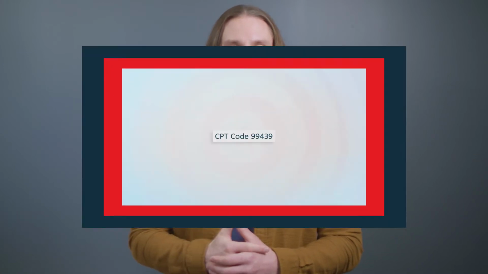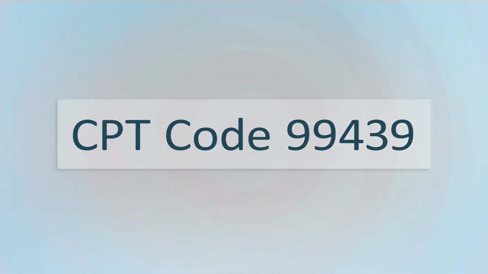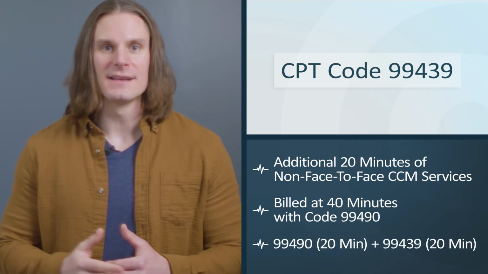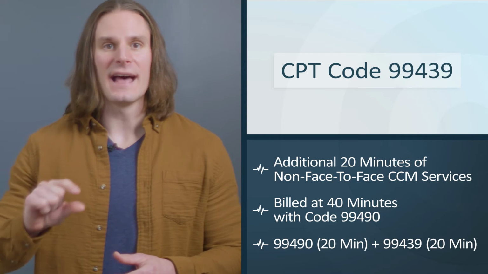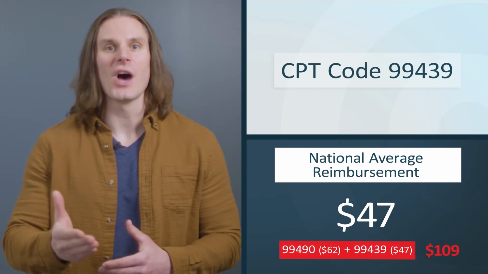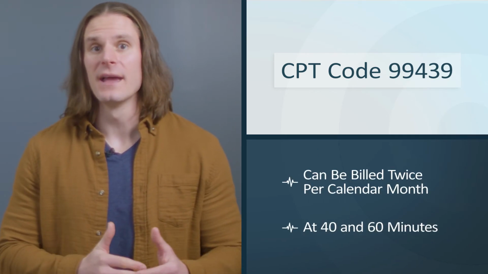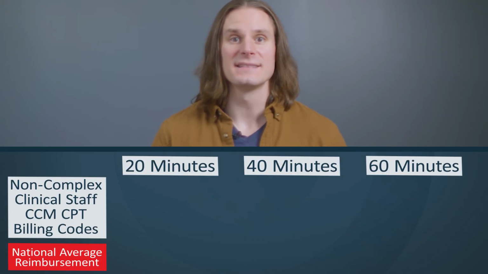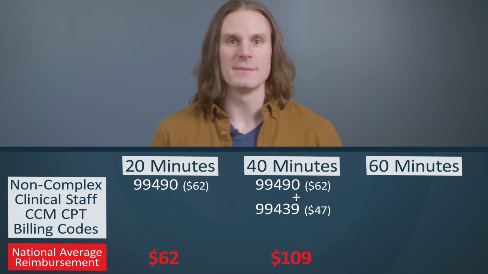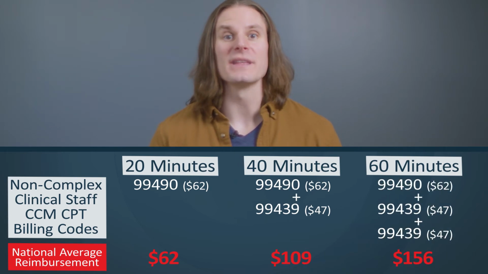There is also an add-on code now for code 99490, known as code 99439. 99439 is an add-on code for 99490 only, and it can be counted after an additional 20 minutes is acquired on top of the initial 20 minutes. This code can first be billed at 40 minutes, so you'll bill using code 99490 and 99439. Adding 99439 will add $47 of extra reimbursement on top of that initial 62. You can bill 99439 up to 2 times per calendar month, so either 40 or 60 minutes. So you'd simply bill 99490 and 99439 times 2. This adds another $47, and the total national average reimbursement will be around $156 for the 60 minutes of non-complex time.